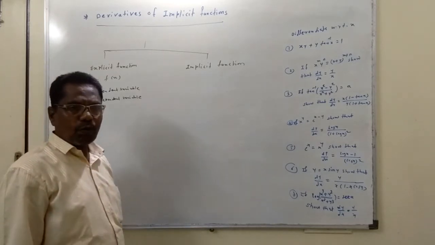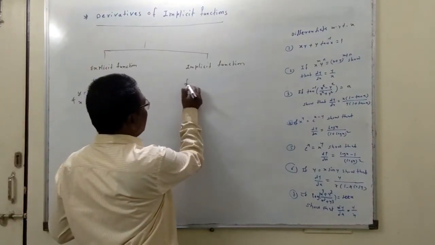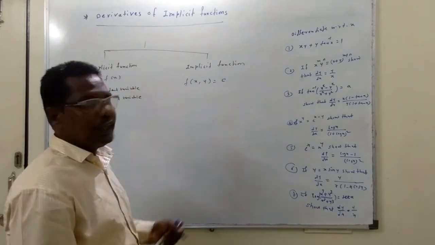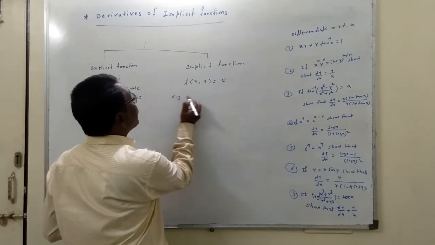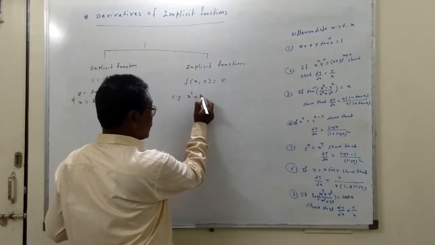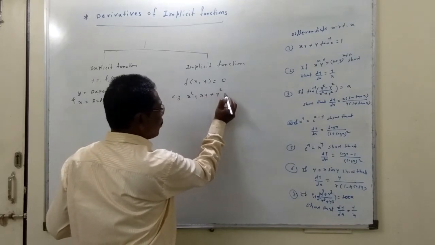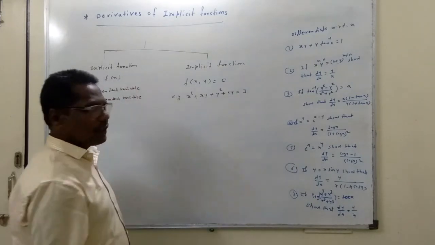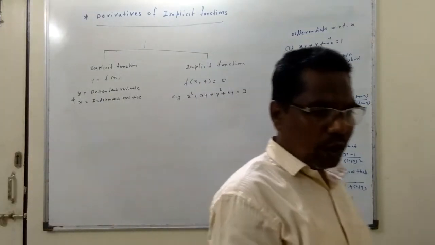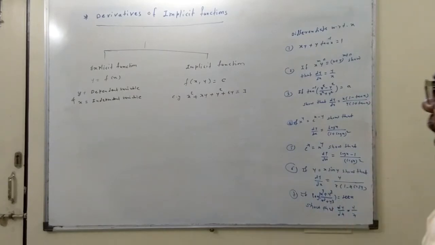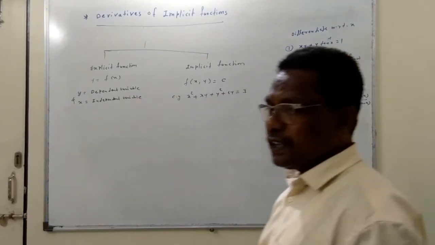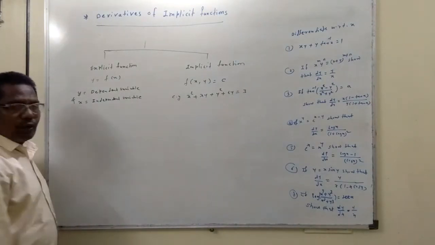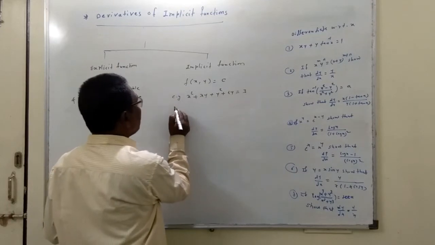Now the functional form of the implicit function is f of x, y is equal to constant. x and y are mixed. For example, suppose x square plus xy plus y square plus 4y is equal to 3. In this type of function, x and y are mixed, not y is equal to f of x or x is equal to f of y, and that's why this function is the implicit function.